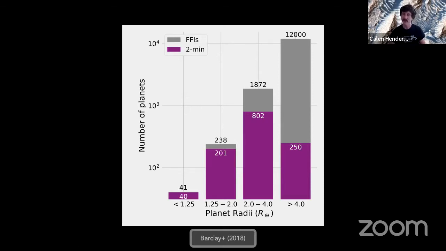And then it takes higher cadence 2-minute snapshots of individual stars that were on a pre-selected list. So we see that for Earth-sized planets, in total, including these FFIs, the full frame images, and the higher cadence 2-minute exposures, TESS will discover roughly 41. If we go to higher radius planets, larger planets, TESS will discover 12,000.